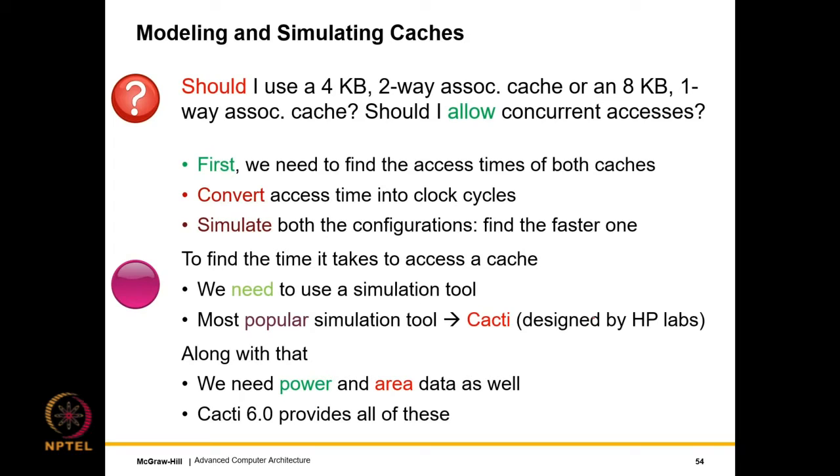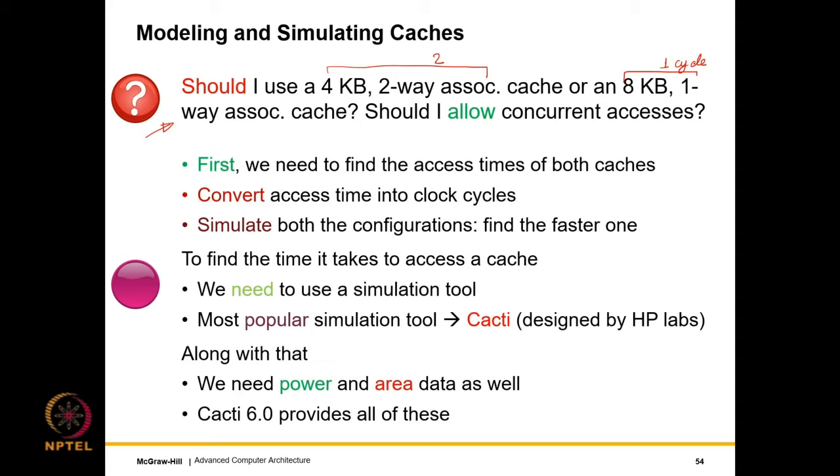So let us start by asking a simple question. Any architect will always be confounded with such dilemmas. For example, should I use a 4 KB two-way associative cache or an 8 KB one-way associative cache? This is not a very clear-cut question; it doesn't have a clear-cut answer. The reason is it could be that the access time of this is 2 cycles and the access time of this is 1 cycle, because it has a lower associativity. It could be the reverse.